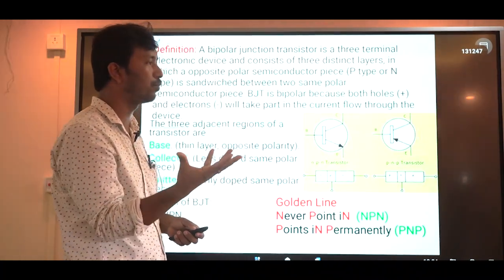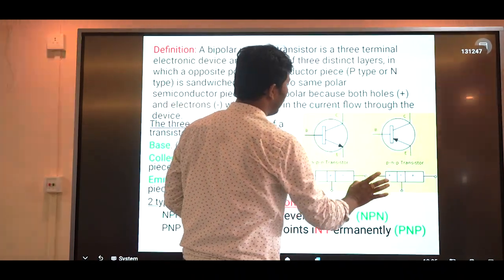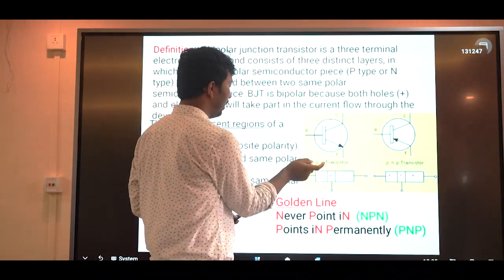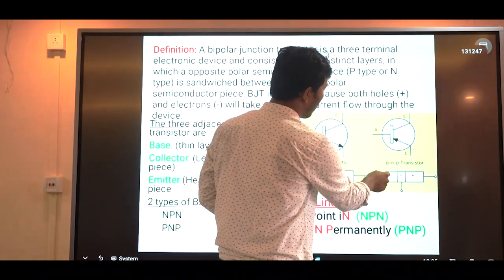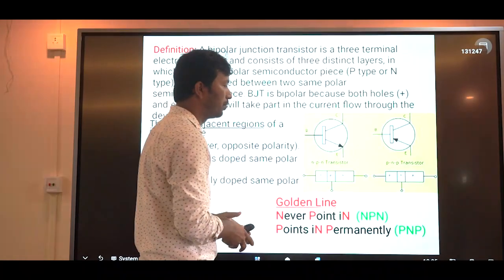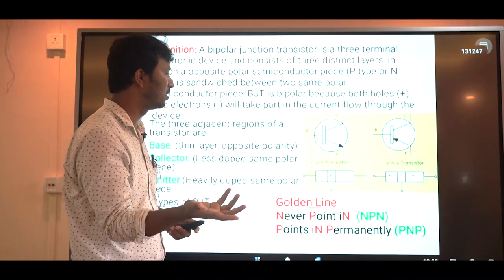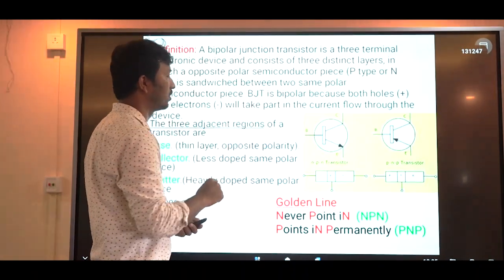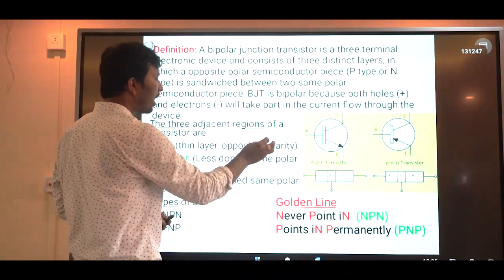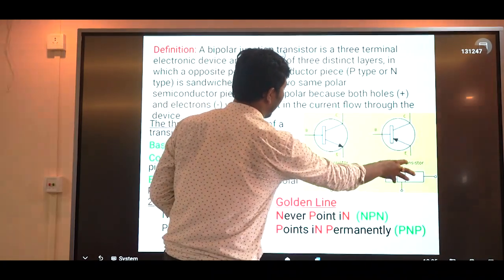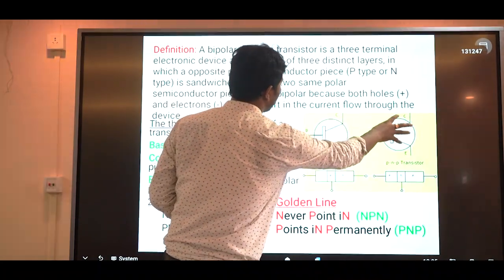So for fabricating a transistor, we sandwich an opposite polar semiconductor piece, say P or N, between two same polar semiconductor pieces. Here the two same polar pieces are N, and the opposite polar semiconductor in between is P. And here the two same polar semiconductors are P, and in between we have sandwiched an opposite polar semiconductor N. As there are two types of extrinsic semiconductor, we can construct only two types of bipolar junction transistor: one is NPN transistor, another is PNP transistor. For understanding, it is okay to look at this diagram, but in a circuit we don't use this type of configuration. We use a symbol for the transistor.